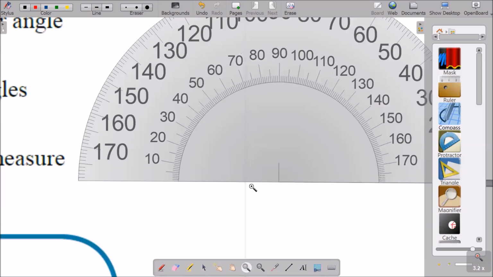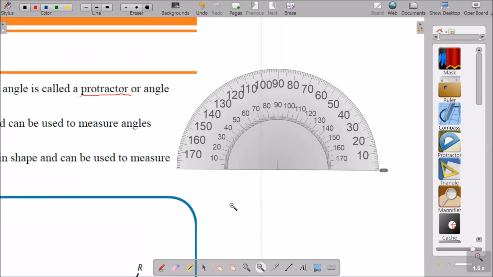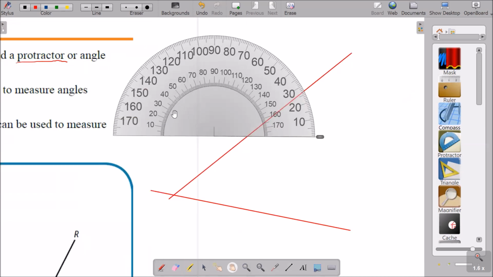Let's say, for example, we have two lines meeting at a point. This line and this line. We might want to measure the angle formed by these two lines, which is this angle here. How do we use a protractor to do that?